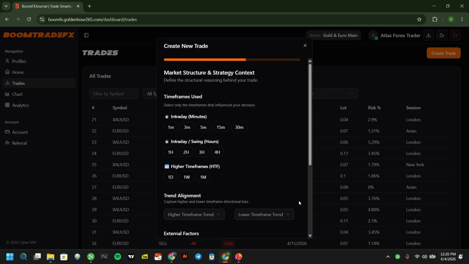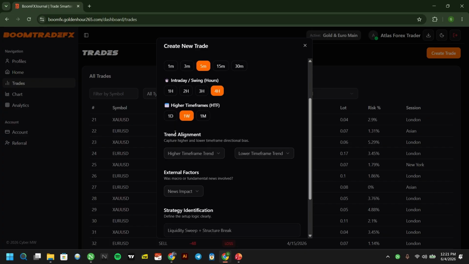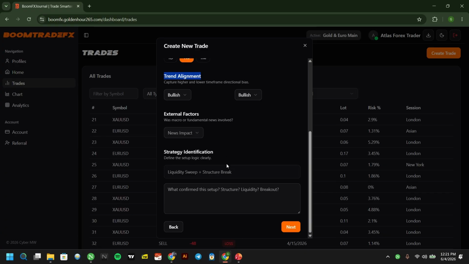The next tab, we are going to enter the market structure and strategy context. Essentially we'll be able to provide data like the time frame we used. For example, for me, for a higher time frame, I use weekly, and for confirmation, I use 4 hour. And for my trade entry, I use 5 minutes. The next thing that we can enter is trend alignment. What was the higher time frame trend? Let's say, for example, it was bullish, and the lower time frame trend was also bullish.